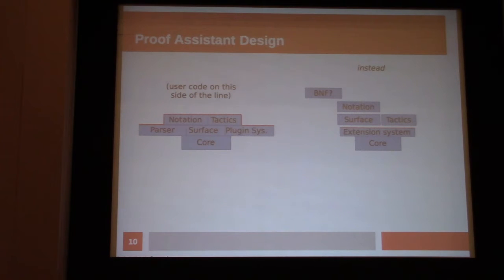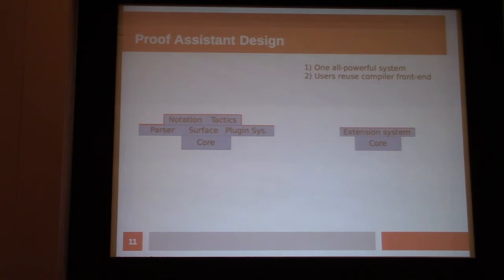And the advantage of starting from this system would be we have one all-powerful system. Instead of exposing all four of these systems to the user, we just have one system that the user can learn. And it gives us a sort of a way of letting the user reuse the entire compiler front end. So they have all of the tools they need to start building more domain-specific notation.